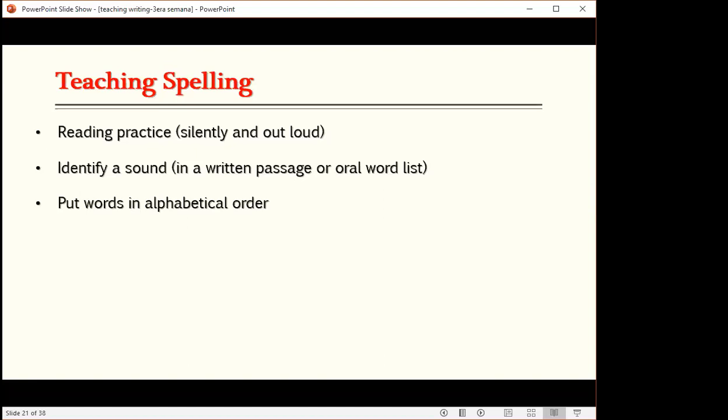Another idea is to put words in alphabetical order. Maybe you practiced vocabulary related to environment or sports or fashion, and they have a set of words. Now you are going to order these words using the alphabet from A to Z. So they start recognizing, yeah, this starts with A, B, C, and they start practicing the spelling too.